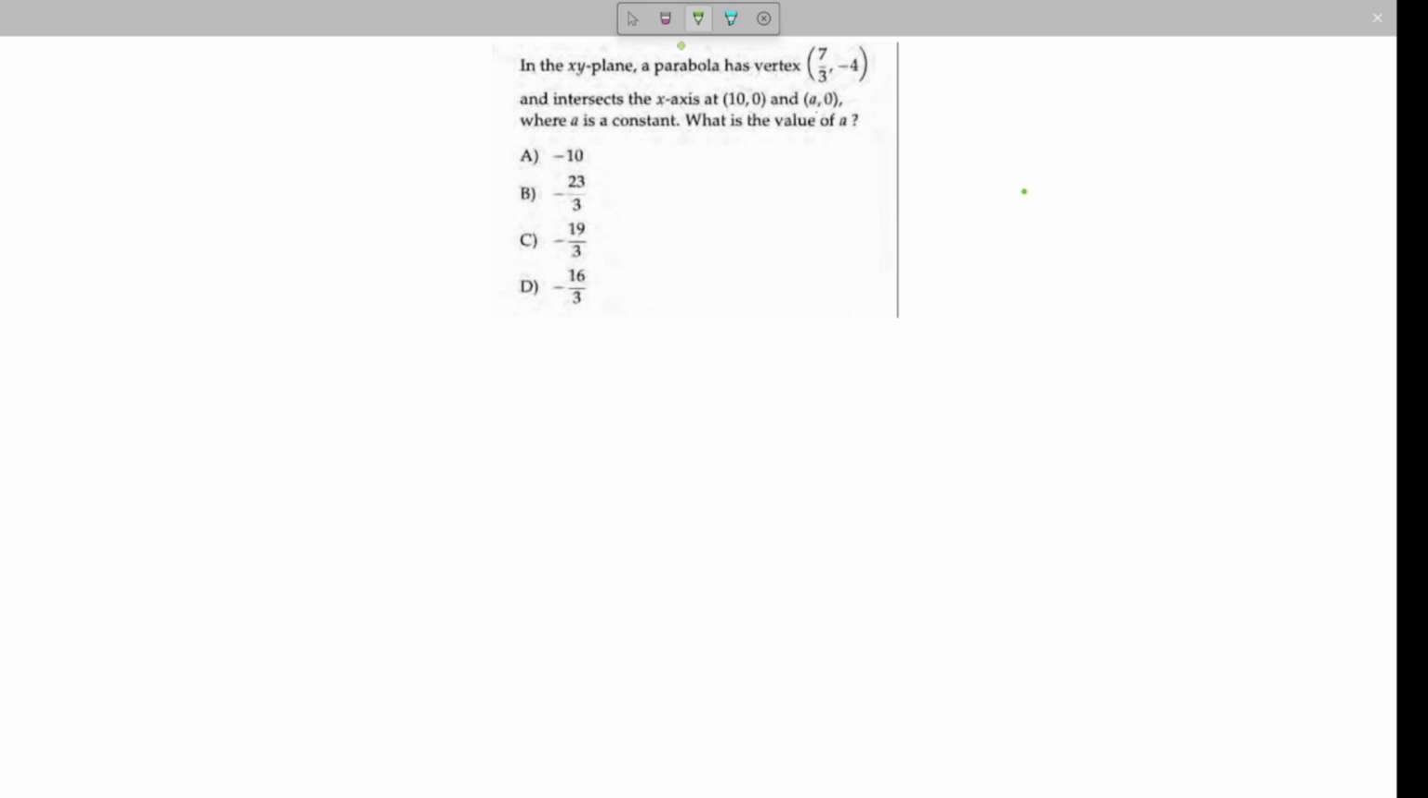So what does this question say? Let's see first. We are given a parabola and its vertex 7/3, minus 4. Also the points at which the parabola intersects the x-axis are (10, 0) and (a, 0). These two points are the x-intercepts of the parabola. So what is the question asking us? It is asking us to find the value of a.